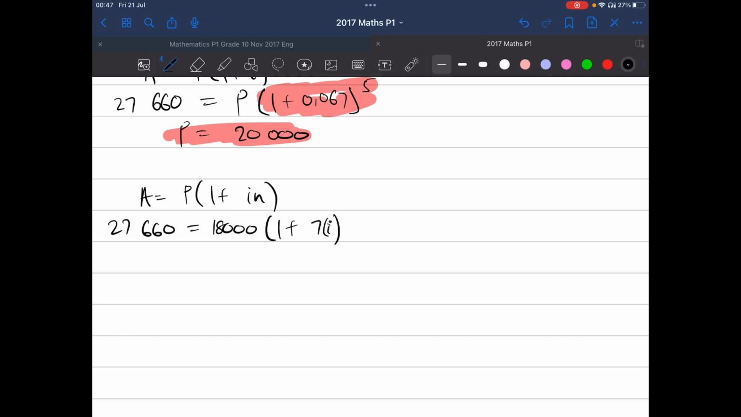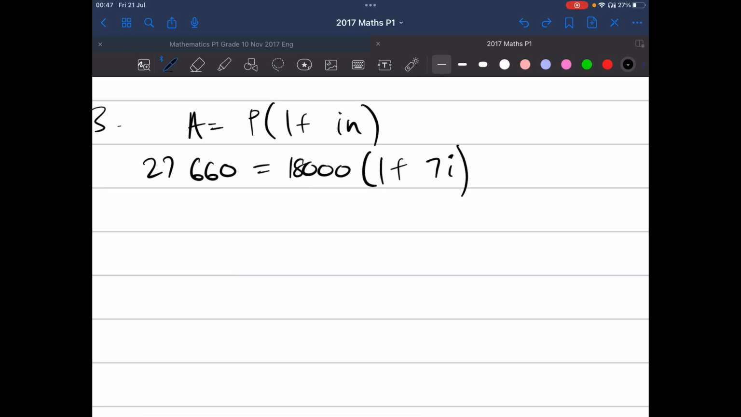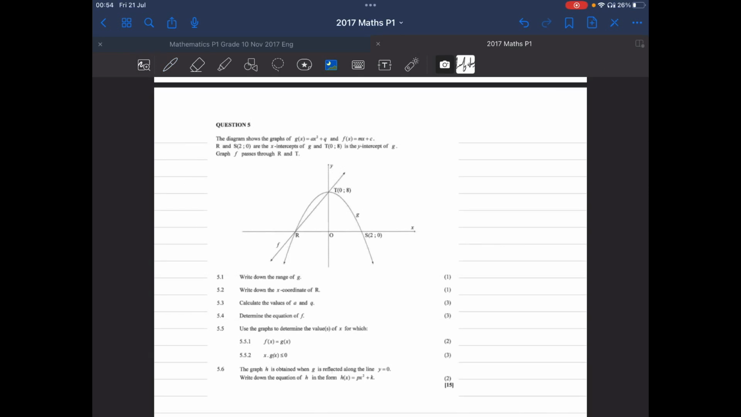So that's 7 times i. Just make that neat. Okay, and remember we're solving for i. So again, I'll just take this, divide it by this. So 27,660 divided by 18,000. That gives us an answer. Then I can subtract 1 from that and divide that by 7. Okay, and then the interest rate that I get is 0.077, let's say. Okay, so that's the same as 7.7%.